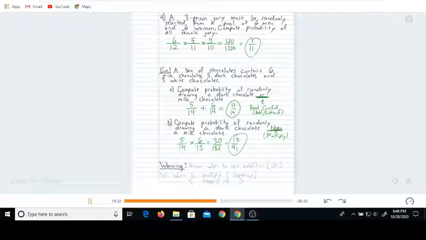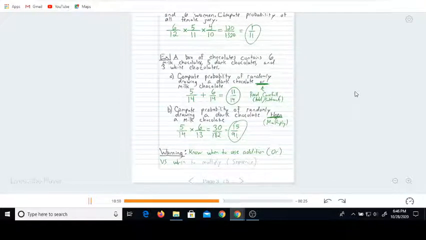Alright, quick warning here. Make sure you know when to use addition, which is going to be an OR probability, versus when to multiply. You're going to multiply probabilities if it's a sequence of events. So it's very important that you don't mix those up.